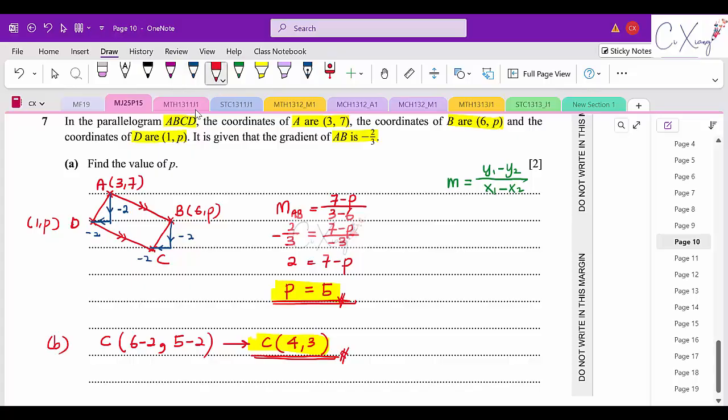Or maybe some students say, oh, I want to form the equation and find the intersection point of the lines. That also works, but it will be very long and tedious. And this question only gives us 2 marks, right? So you can use this concept to just figure out the coordinates of C here.